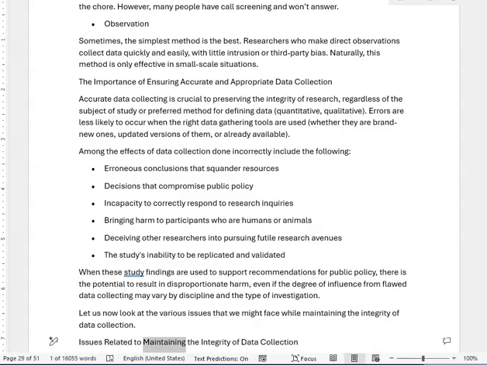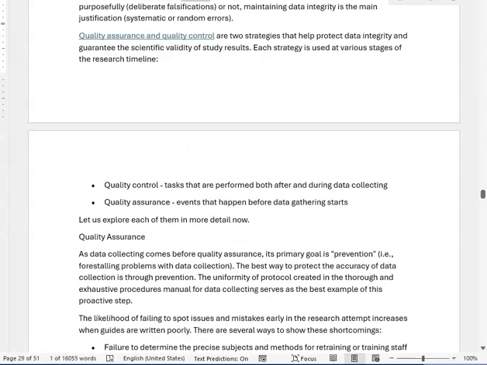Issues related to maintaining the integrity of data collection. To assist the error detection process in the data gathering process, whether they were done purposefully, deliberate falsifications, or not, maintaining data integrity is the main justification, systematic or random errors. Quality assurance and quality control are two strategies that help protect data integrity and guarantee the scientific validity of study results. Each strategy is used at various stages of the research timeline.